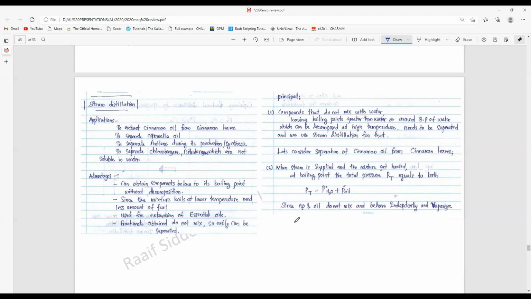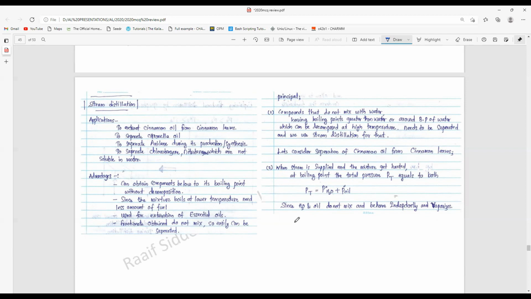So what is the principle? This is the important thing. Compounds that do not mix and have boiling points greater than water or around the boiling point of water, which can be decomposed at higher temperature, need to be separated, and we use steam distillation for that. So this is the idea for using it.